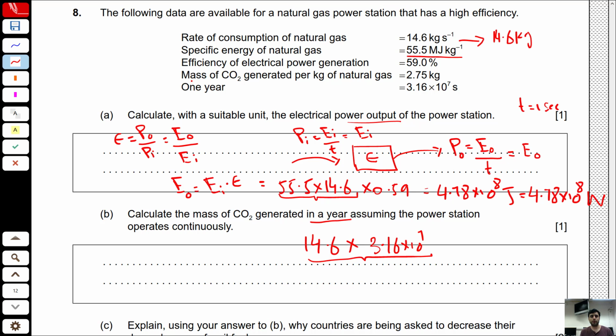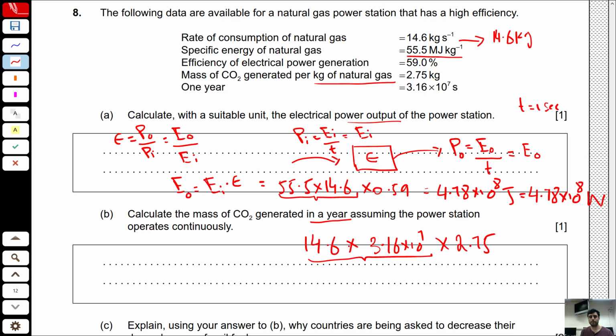And if you look at this, the mass of carbon dioxide generated per kg of natural gas. So if 1 kg of natural gas when burned releases 2.75 kg of carbon dioxide, and this much mass will release how much carbon dioxide? Just multiply by the rate of carbon dioxide produced per kg of natural gas. So 2.75.